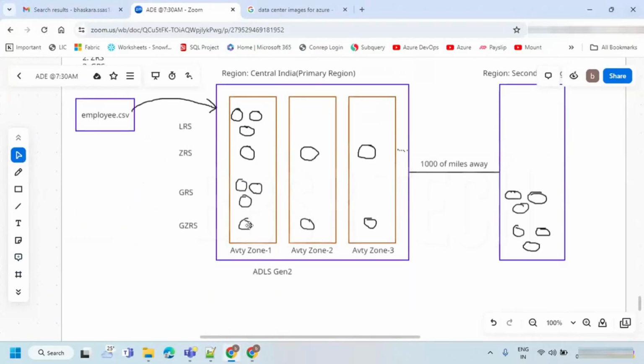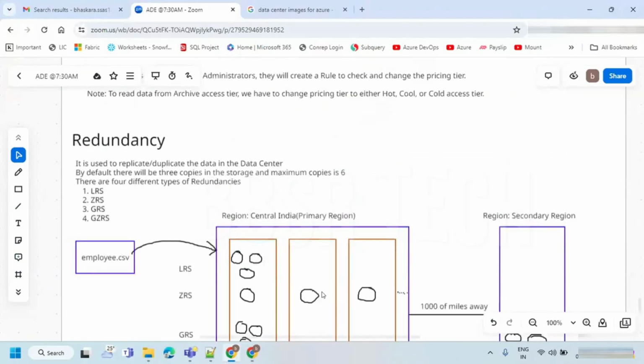So this is all again an internal mechanism. We should know how we can upload a file, or how Data Factory or Databricks is going to load the data into Azure Data Lake Storage. That is enough for us.